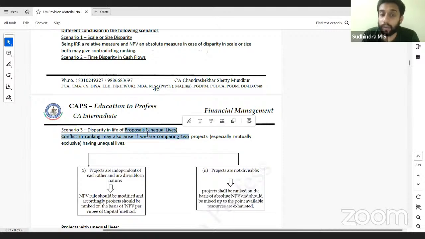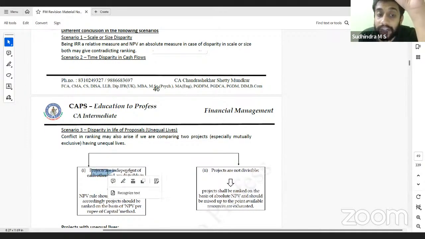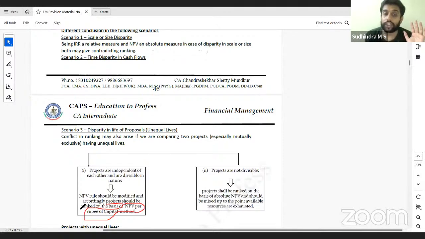In case of unequal lives, what do we have to do? Say one project is 5 years and another is 7 years. If the projects are independent of each other and are divisible in nature, then you have to go with NPV per rupee of capital. Based on that, you rank. Projects should be ranked based on NPV per rupee of capital: total NPV divided by total investment gives you NPV per rupee. Based on that, you will rank which project is to be selected.